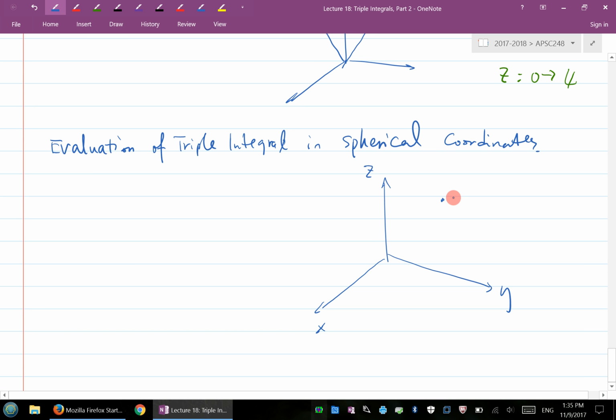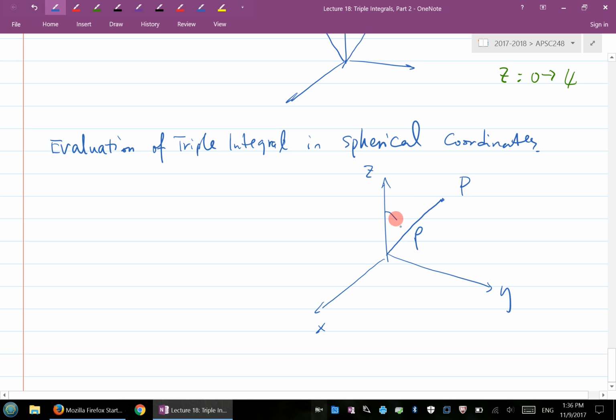Okay, so here is a point P in 3D space. To define these spherical coordinates, you also use 3 variables. The 3 variables defining the coordinates: you connect the origin with the point P, then the distance from the origin to that point P is denoted as rho. So this is one spherical coordinate here.